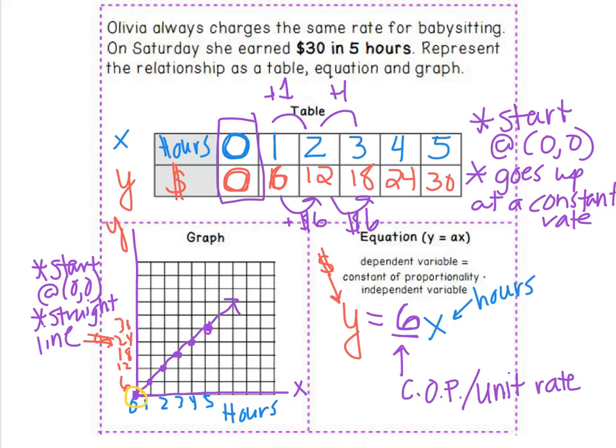And you can kind of see how it works. Let's say she works 7 hours. If she works 7 hours, to figure out how much money she makes, I need to multiply it by 6. So she makes $42 if she works 7 hours. And that's exactly what this equation says.